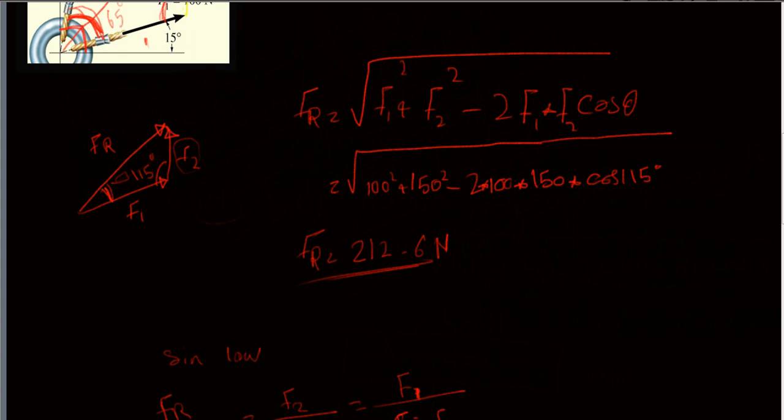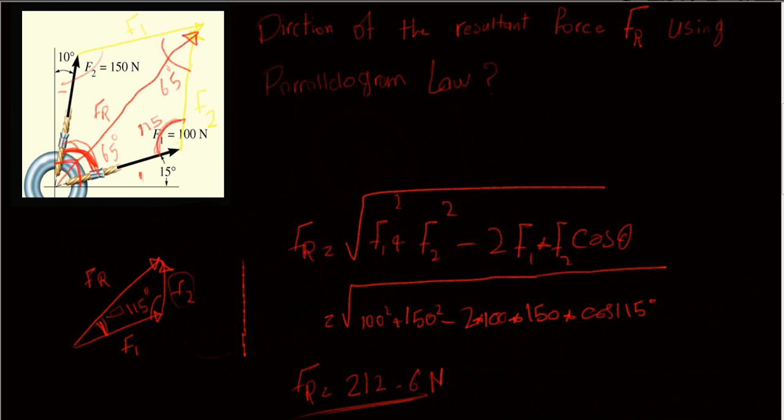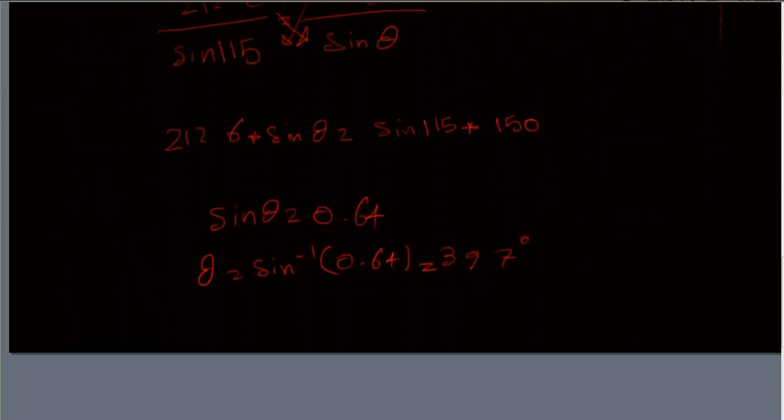Once we got it, we can find the angle between the x-axis and the FR, because that's what he needs. He needs the direction of the FR. So we just take the 15 plus the 39.7, that would be 45.8 degrees. So that's the angle and that's the FR.